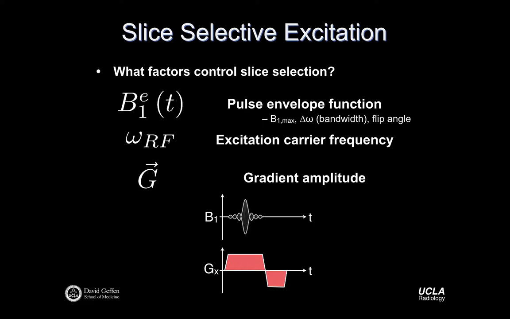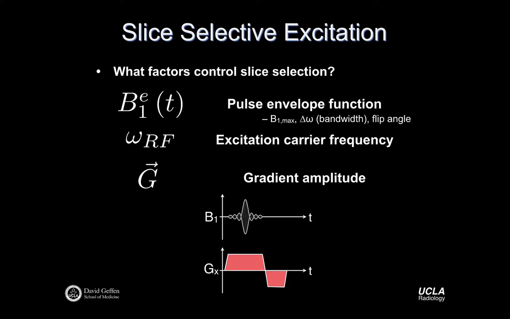And then, of course, another governing factor here is the flip angle, right? We want to tip the spins by a certain amount, whether we're just trying to do a gradient echo sequence with a 5 or 10 degree flip angle, or we need a big refocusing or an inversion pulse. So those are different things that we control when designing the B1 envelope function.